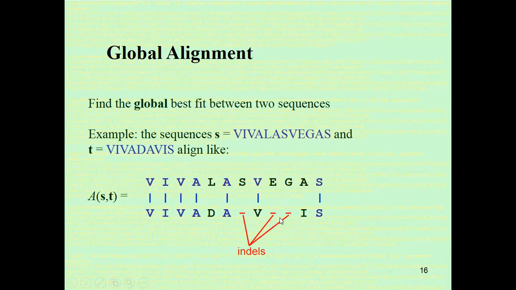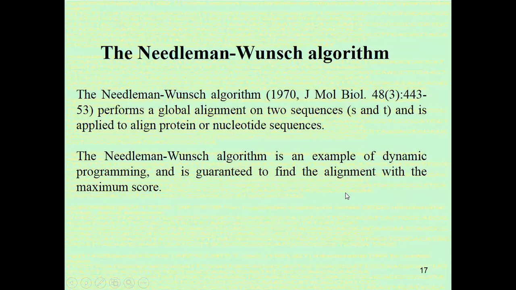In this sequence we have a deletion that deletes two amino acids. However, if we look at this sequence, we can say it is the insertion of two specific amino acids in this sequence. Then we have a mismatch, and then one more alignment. So this is another example of global alignment. Now we are going to look at the Needleman-Wunsch algorithm.